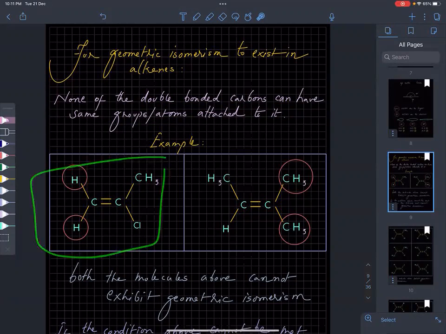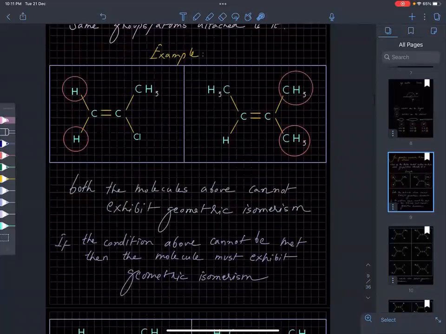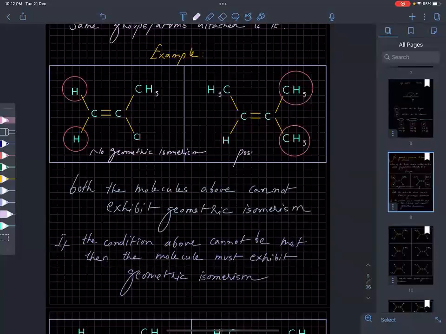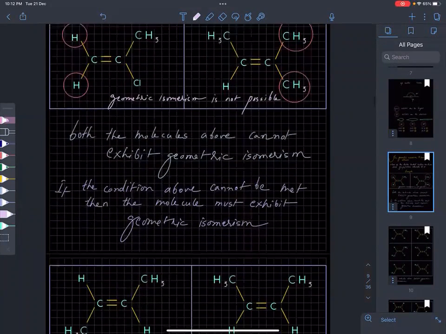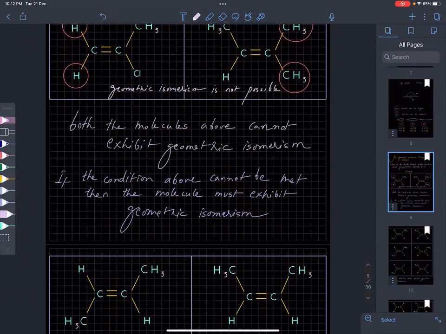For example, if you look at this molecule, this carbon has two same groups attached, and this carbon has two different groups. But because one carbon has two same groups attached, this does not show geometrical isomerism. No geometric isomerism is possible. Here also, two methyl groups are attached, the same, so here no geometrical isomerism is possible. I have mentioned in red circles the reason why geometrical isomerism is not possible. If the above condition is not met, then the molecule does not exhibit geometrical isomerism.